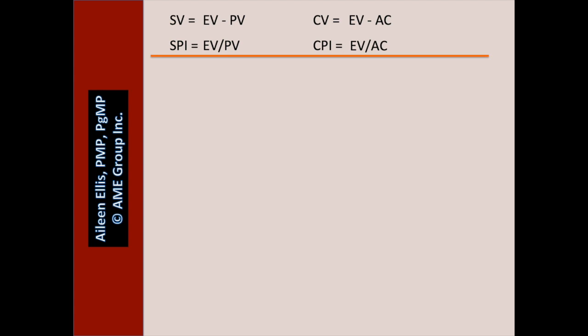The next three also relate to earned value. EAC, estimate at completion, this is an estimate of what we believe the total project will cost. It equals BAC divided by CPI.